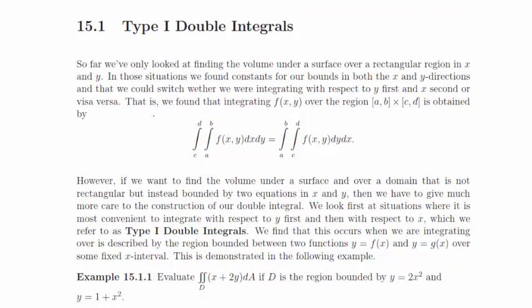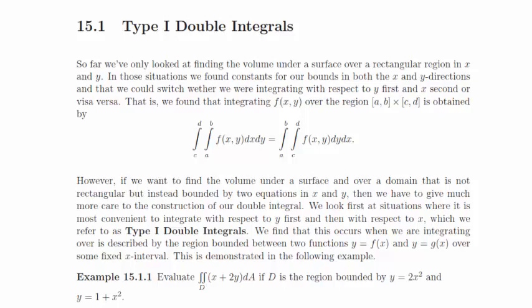Section 15.1, type 1 double integral. So far we've only looked at finding the volume under a surface that's over a rectangular region in x and y, not another shaped region in x and y. In those situations we found constants for our bounds in both the x and y directions, and that we could switch whether we were integrating with respect to y first and x second, or vice versa.